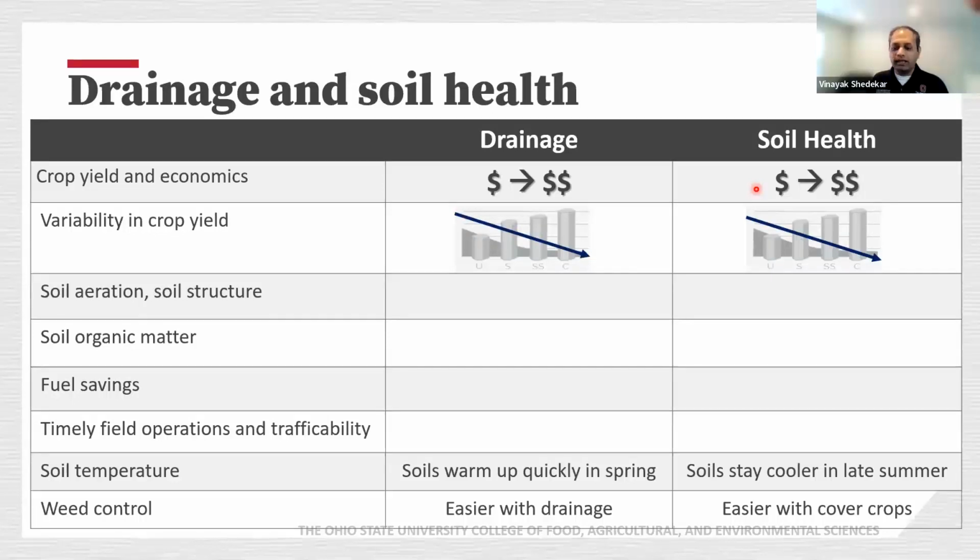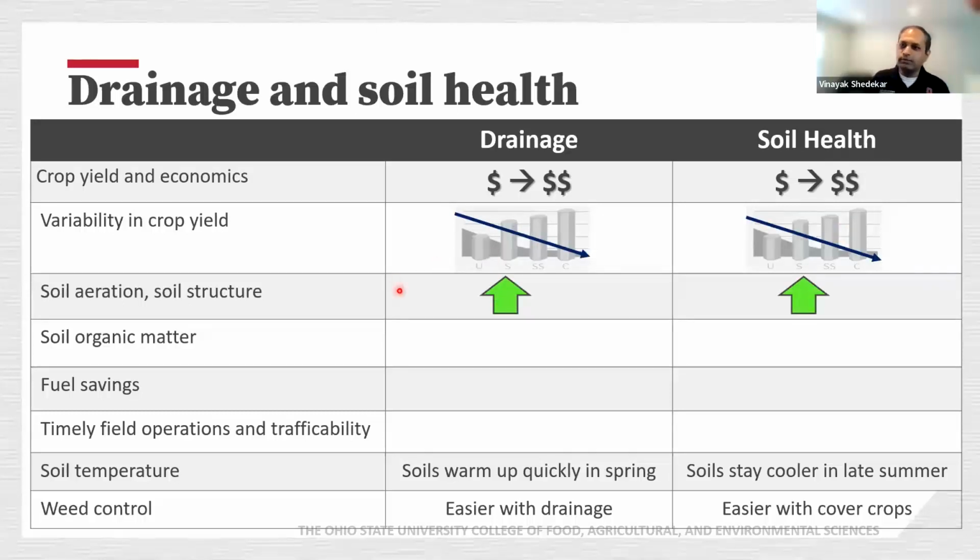One of the ways it actually helps you with your profitability, it takes the interannual yield variability out of the equation. So in the background, the shading that you see is a variability from drainage plots. If you have drainage, there is much less yield variability from one year to another. Similar research has been shown with healthy soils or no-till systems.